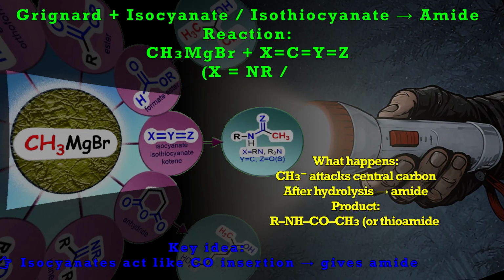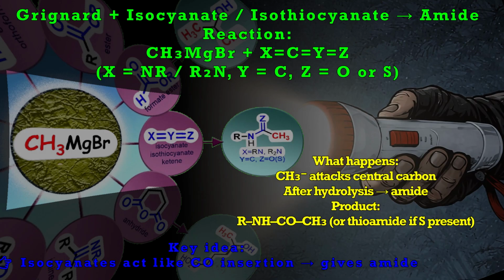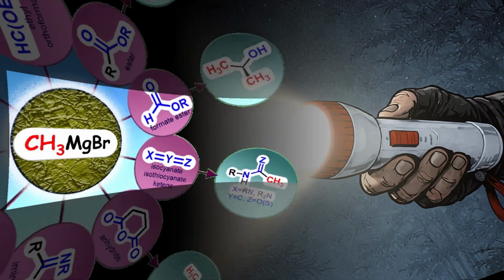Reaction 8. Grignard plus isocyanate gives amide. Here, Grignard attacks the central carbon. After hydrolysis, you get an amide. Key idea: isocyanates act like CO insertion reagents.